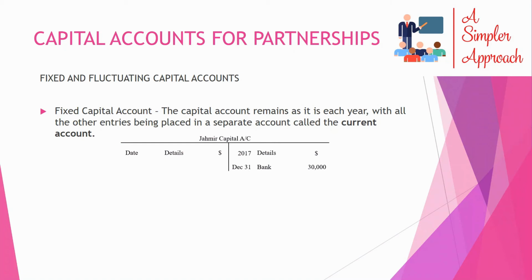This would be Jameer's capital account. His capital balance of $30,000 is placed therein. This is Kashmir's capital account. His balance of $45,000 is placed in it. Nothing else is placed in this T account. Only their capital account balances are placed in there. So at the end of each year or each month, whenever the balancing off process is done, it will just be balanced off, brought down to the next month or the next year, and it continues. Nothing else is placed in this account. Everything else is placed in a separate account called the current account.